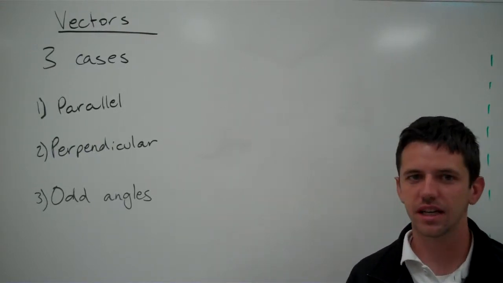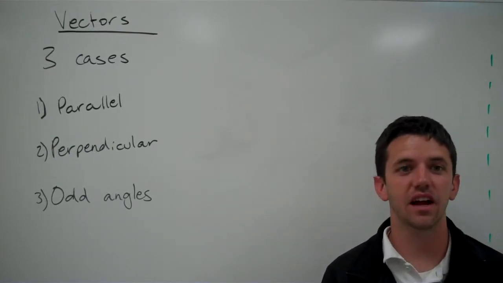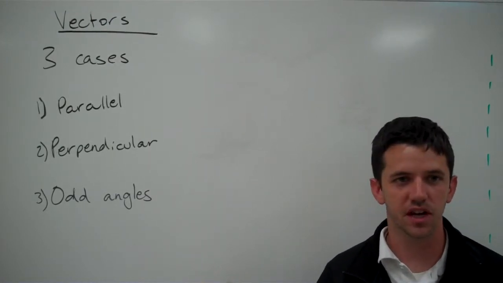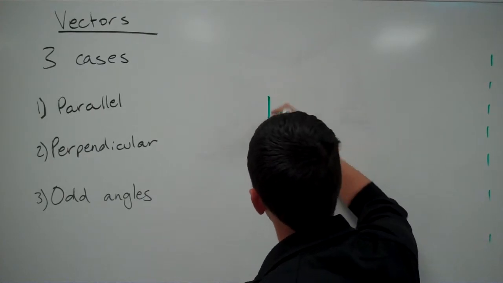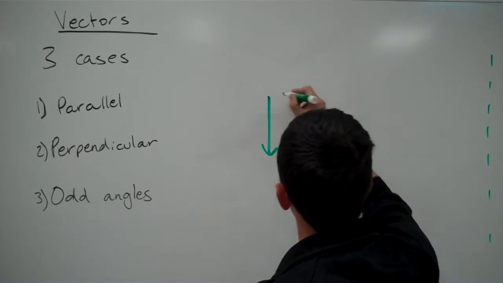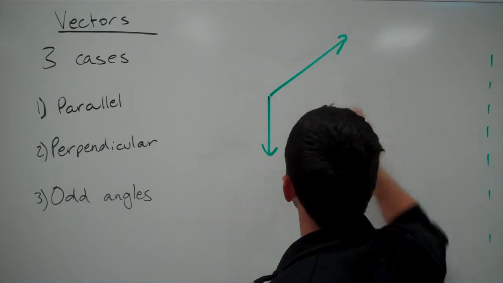The last case that we're going to be looking at is, what if we have vectors that are at odd angles? They're not perpendicular to each other. They're not just up, down, left, and right. Okay, so I'm going to set up an example of what if I have one vector that's down, at a nice round angle, and then the other one that's up here at an angle.